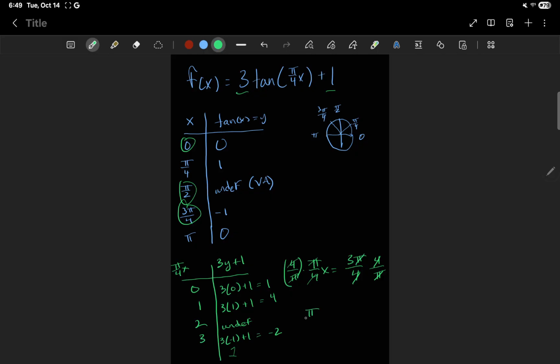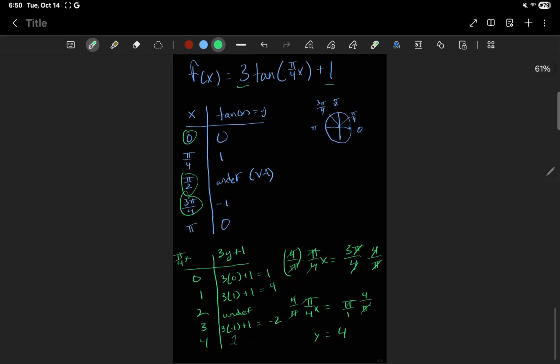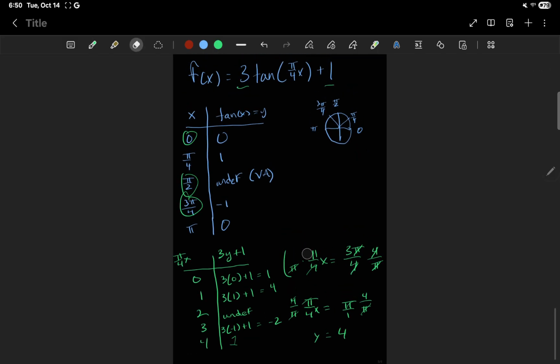We've got to do it one more time, so pi over 4x is equal to pi. Multiply by 4 over pi, multiply by 4 over pi. Pi is pi over 1, the pi's cancel, we're just left with 4. These cancel, so x is equal to 4. Cool. So now we have our table. We can get rid of this and sketch our graph of tangent.